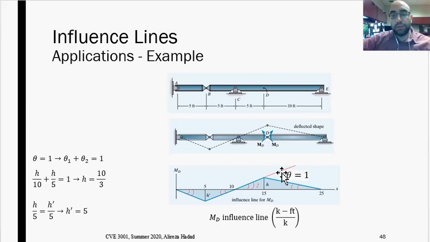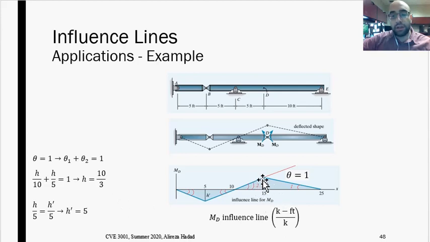Based on our geometrical knowledge, we know this exterior angle, or this theta, is actually the summation of theta 1, or this angle 1 over here, and this angle 2 over there. So theta 1 plus theta 2 is equal to 1. And since these are small angles, I know theta 1 is equal to h over 10, and theta 2 is equal to h over 5, right? I'm looking at these two triangles. So the summation of the angles is equal to 1. Putting these ratios instead of the angles, we can see h is equal to 10 over 3.